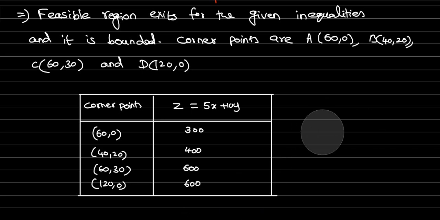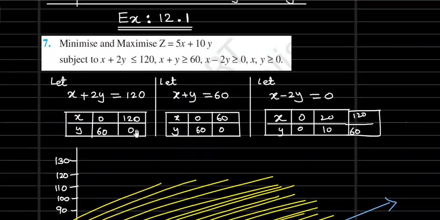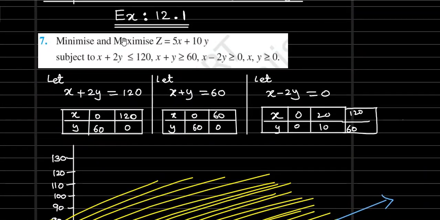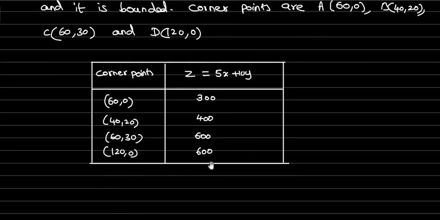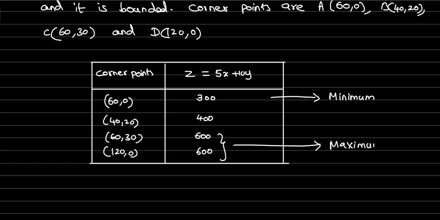Now you can notice that in the question they're asking for both the minimum and maximum value. Minimize and maximize the Z. So what is the minimum value here? The least one is 300. This is the minimum. And the maximum value we can see is 600, but we are getting it at 2 points. These two are the maximum. These 2 points are what? This is A, B, C and D, right?